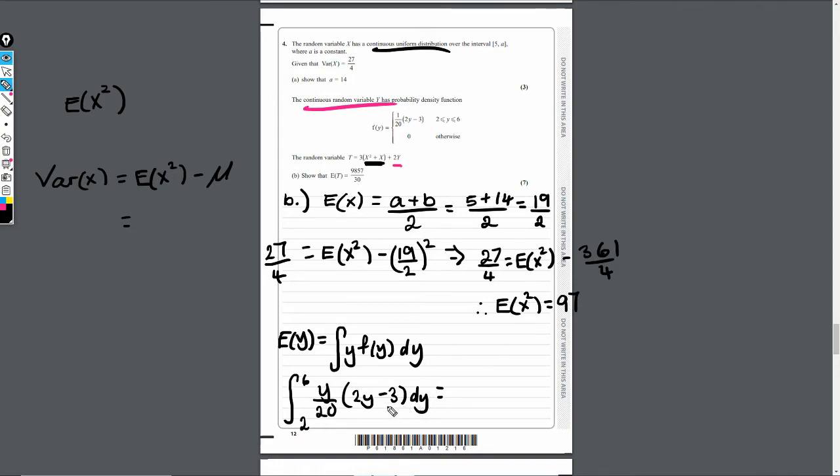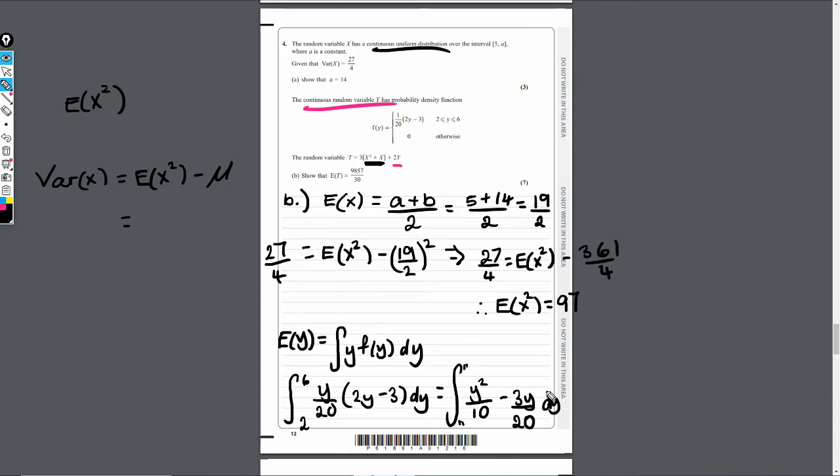What I'm going to do first across is just multiply here. So I'm going to do y over 20 times 2y, and I'm going to get y squared over 10. Let's do the same again with the minus 3, so that gives you minus 3y over 20. So I'll just put my integral symbol in again. Obviously my limits are the same, this is with respect to y. So now we've just got to perform this integration.